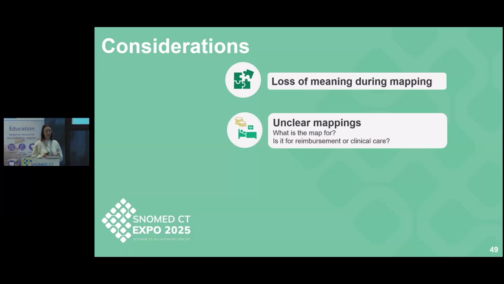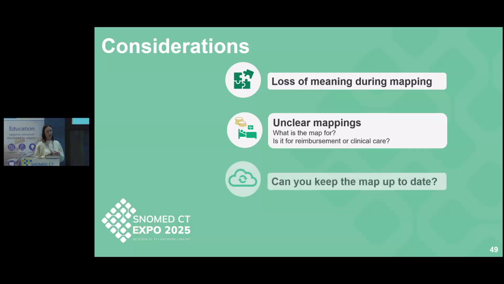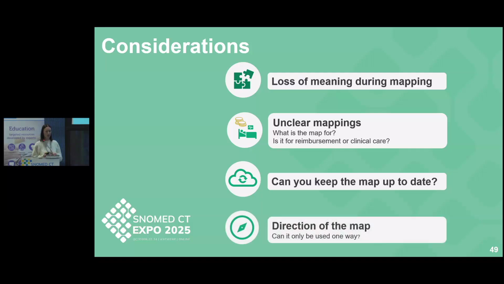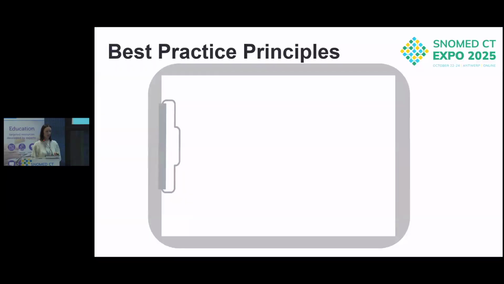So that the maps are clear: what is the map for? Is it for reimbursement or clinical care? It's really about defining that purpose. And then, can you keep the map up to date? For me, that's a key thing: it's great to create it once, but because terminology and everything changes, you want to be able to keep that map up to date. And the direction of the map: can it only be used in one way? That's a really key thing to think about, and that's where your thoughts come in on which way you can go. What developments are coming, so that you can go from SNOMED or to SNOMED?